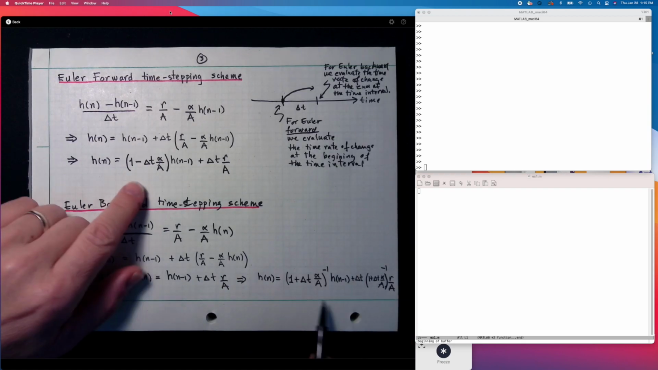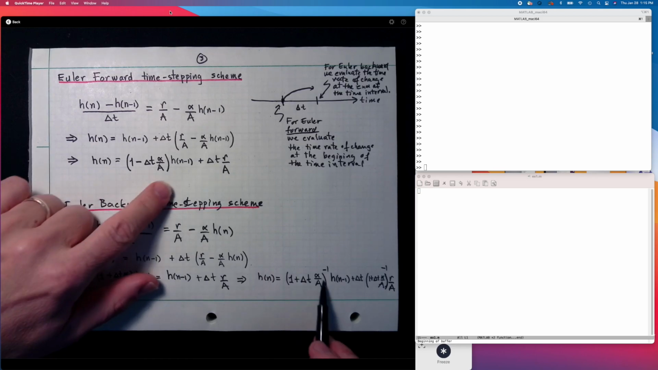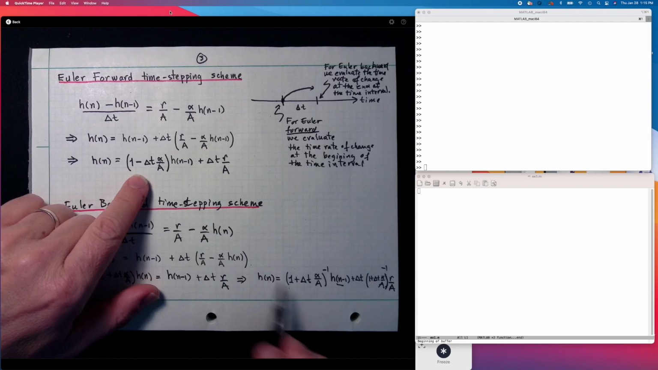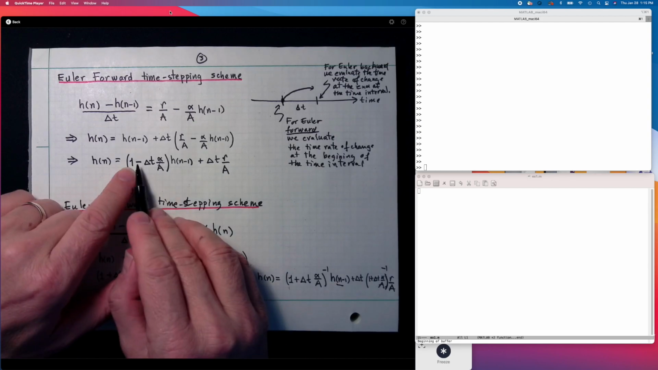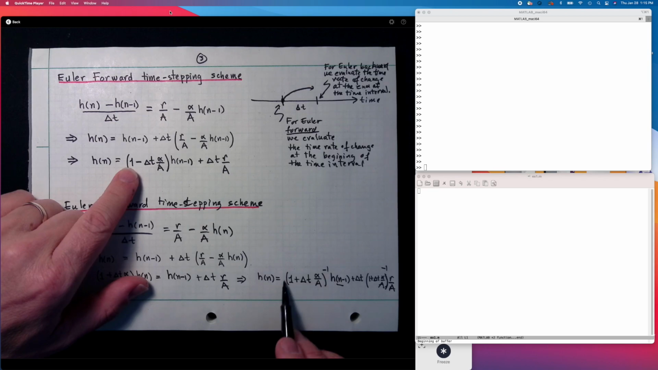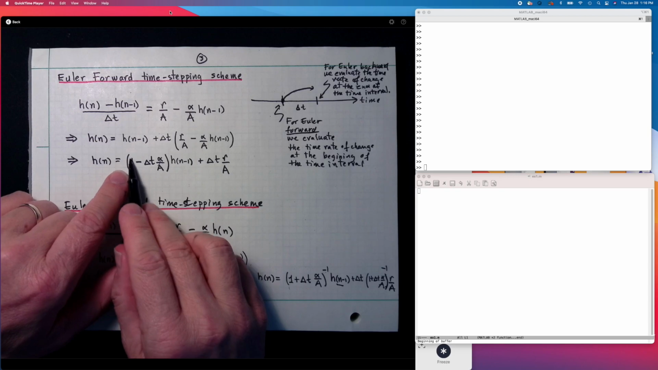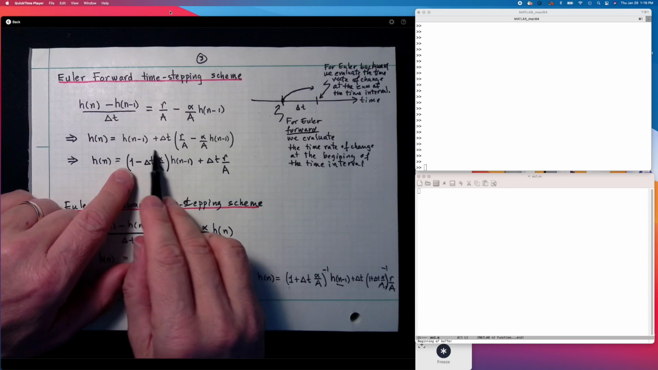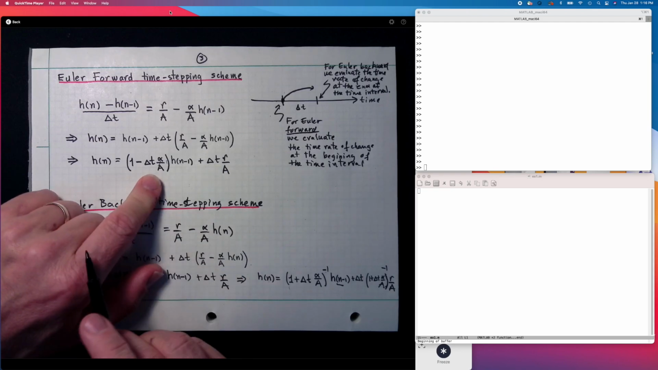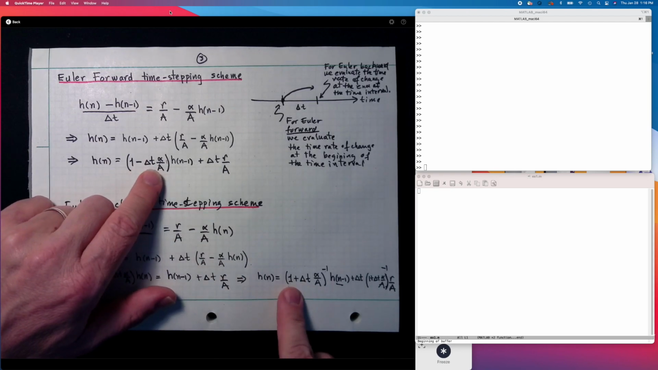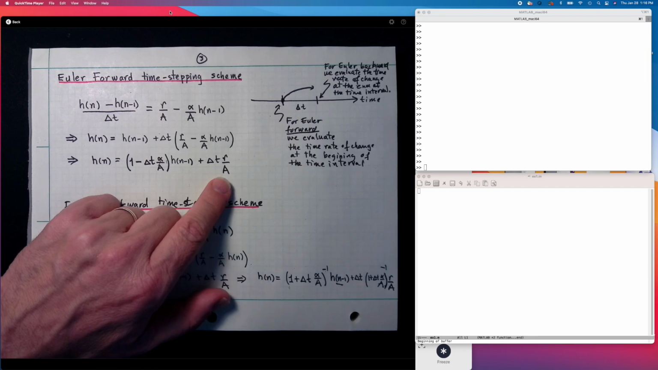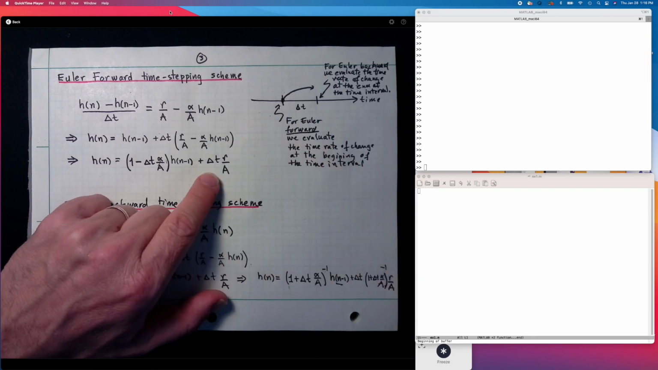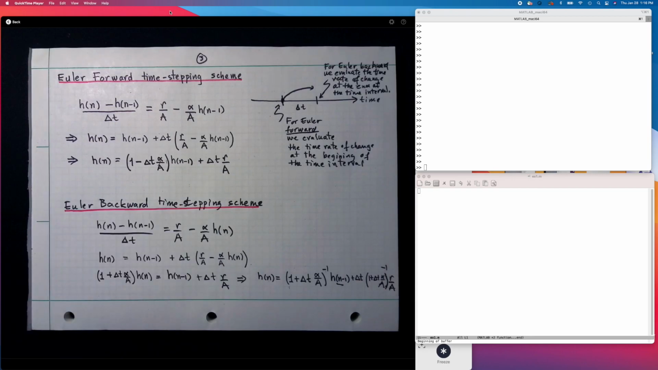So the solution is similar in form. We have this prefactor multiplying h n minus 1, but this time they're the same, except this one has a plus, this one has a minus, and this one is raised to the minus 1. So this factor here is a little bit bigger than 1, but then when we take the reciprocal, it becomes a little bit less than 1. And in this one, the prefactor, depending on the size of delta t, will be a little bit less than 1. So both of them are pre-multiplied by a factor which is a bit less than 1, but the factors are slightly different. And then we have the rest of the solution, where in this case it's just r over a times delta t, but here we have this extra prefactor multiplying r over a.